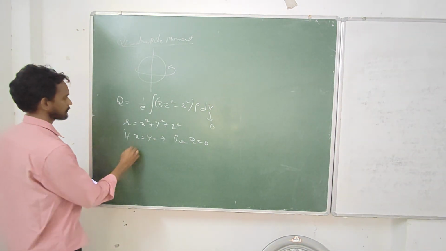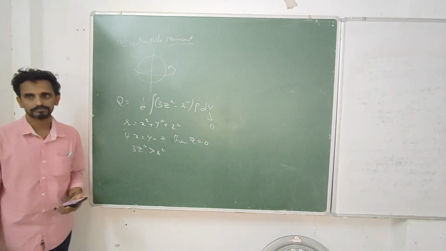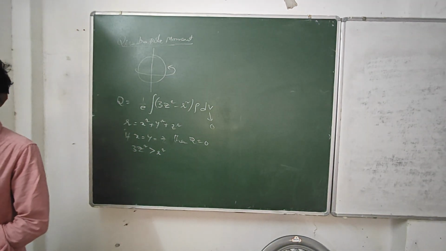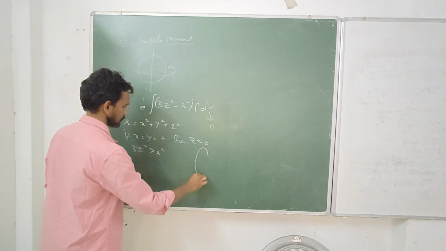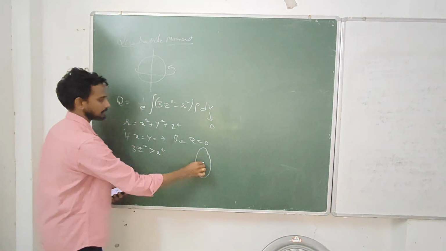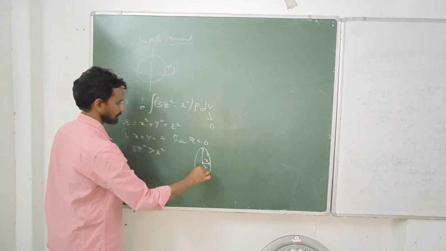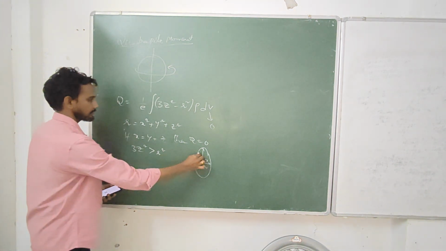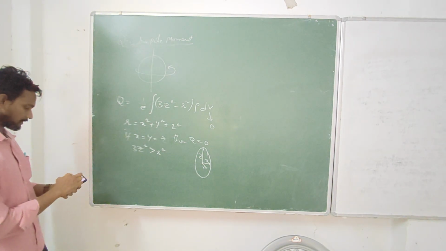Otherwise, if 3z square is greater than r square, it means what? x and y are less than z. So the shape of the material becomes like this. You will have a little more extension along z direction, and both x and y contributions will be lower compared to z. So then 3z square will be greater than r square. This type of shape is called prolate.